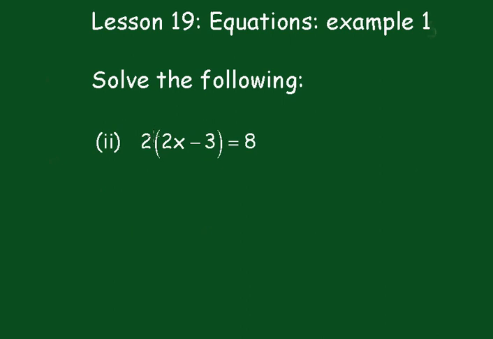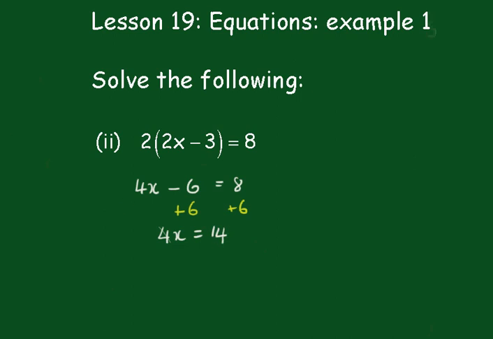In part 2, we have to solve 2 outside of 2x minus 3 equals 8. There's two ways of doing this. First of all, I'll expand the brackets. By doing that, we get 2 times 2x is 4x, and 2 times minus 3 is minus 6 equals 8. Now what I'll do, I'll add 6 to both sides, and that will give me 4x is equal to 14.